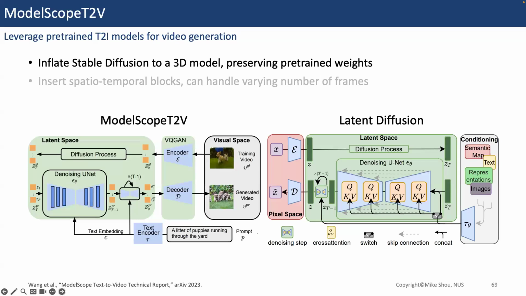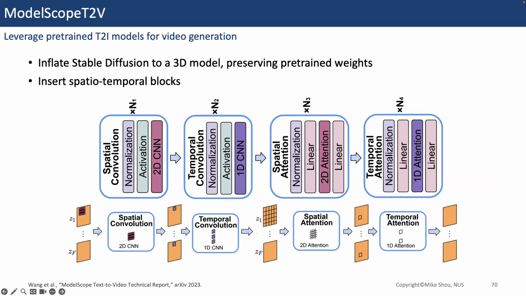The idea is quite similar to the closed source work we have introduced. They begin with a pre-trained image model, and for video generation, they use this pre-trained text to image model and adapt it for video modeling. So this approach involves inflating the stable diffusion model to 3D while preserving its pre-trained weights. It inserts spatial temporal blocks, essentially following a 2D plus 1D pipeline. This means using 2D convolutions in the spatial dimension and 1D convolutions in the temporal dimension.